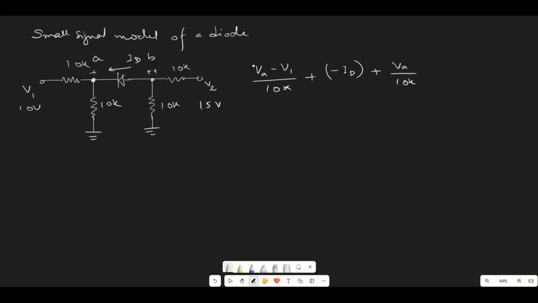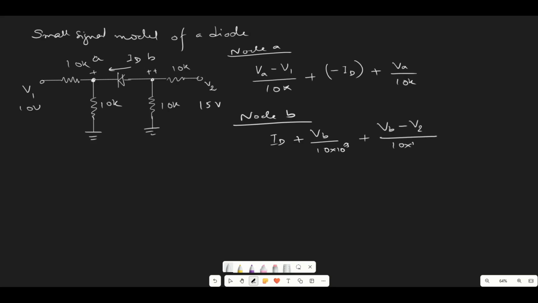Then for the second node, this is at node A, and for the second node, that means at node B, it will be ID current moving outward plus VB divided by 10K or 10 to the power 3, then plus VB minus V2 divided by 10K equals to 0. This is also equals to 0.